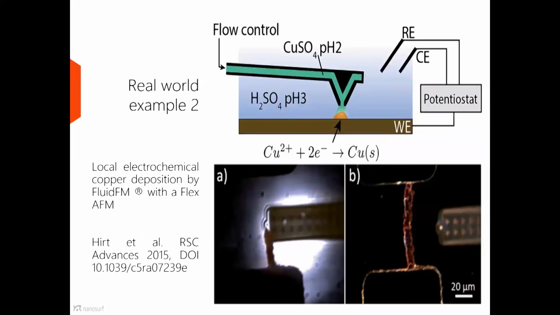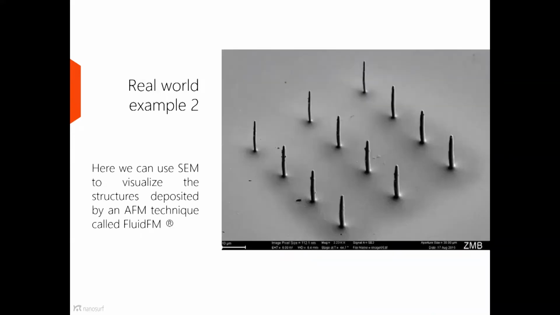Another example, we can actually use an AFM in a mode called FluidFM to electrochemically deposit metal on the surface. I show this because this is another combinational mode, where in this case we were actually able to grow these pillars of copper in solution. But in order to characterize them, we actually used an electron microscope.